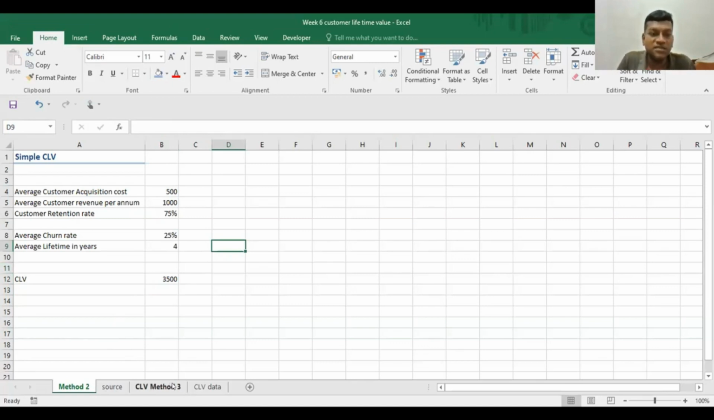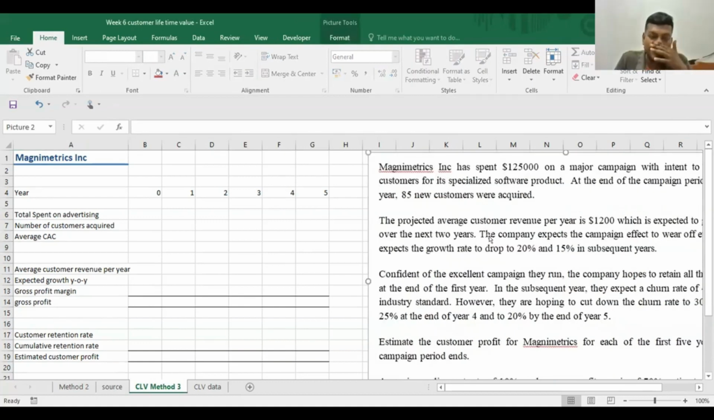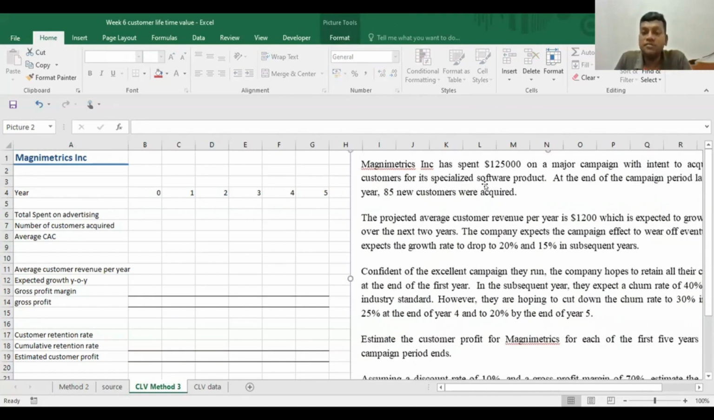Please look at CLV method 3 and you will have exactly what you're referring to when you lose and gain customers over a period of time. That is Magnimetrics Incorporated. And the Word file is there also in the drive. Please go through that, Magnimetrics Incorporated. I'll come back to you, Sayan. Hopefully your problem should get solved once we are done with this. Okay. So that is CLV method 3, Magnimetrics Inc. So please have a quick read of the problem. We'll proceed.